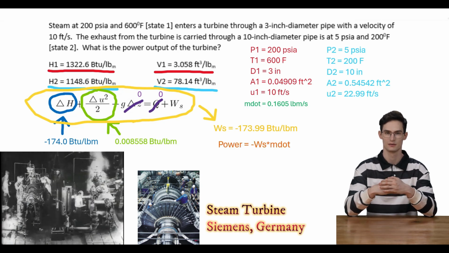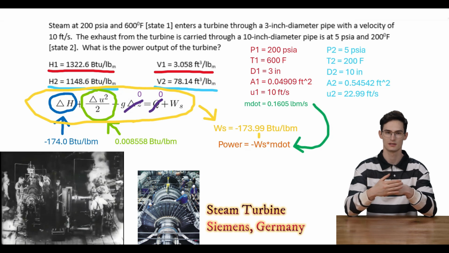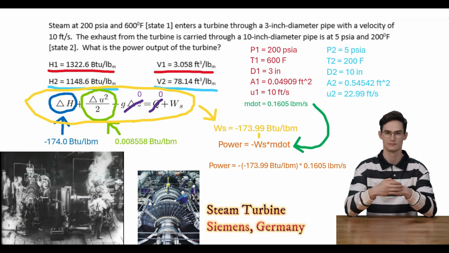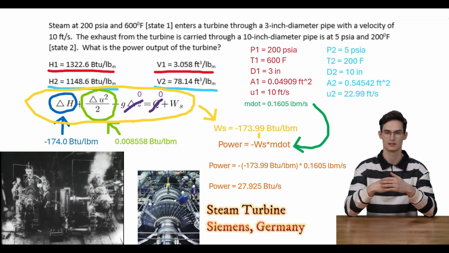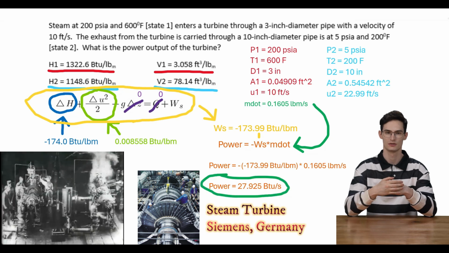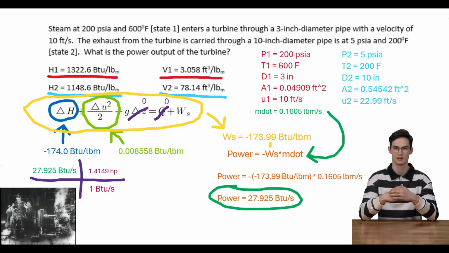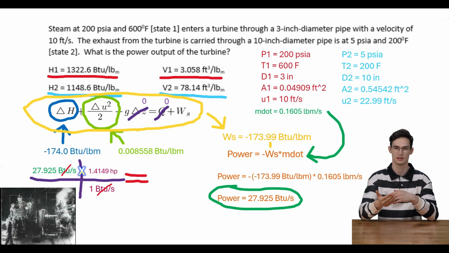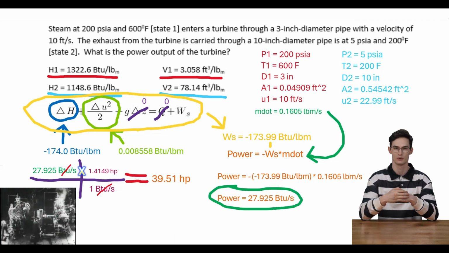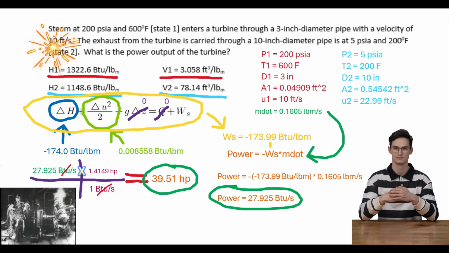The power for the turbine equals the negative of the work on the system times the mass flow of the steam. The power produced by the turbine is 27.925 British thermal units per second. Using dimensional analysis, the power output of the turbine is determined to be 39.51 horsepower. This is the final answer for this problem.